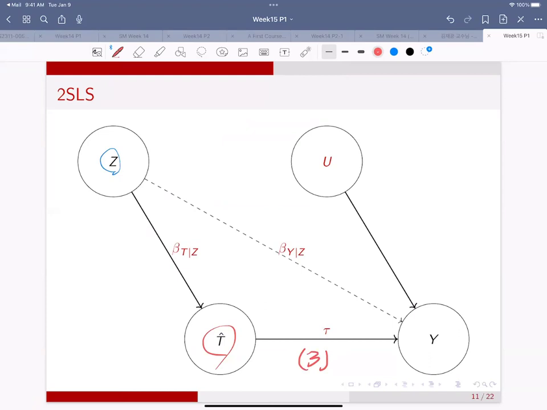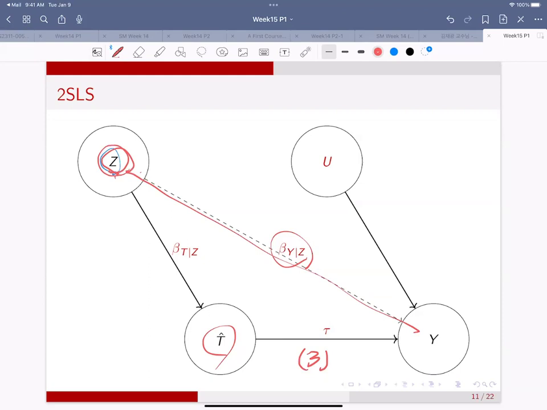Another interesting part is, what if you just do the regression of Y on Z directly? What would be the regression coefficient if you directly regress Y on Z? That is this guy. Right? So that means you should get the same answer whether you regress Y on Z, from Z to Y, that's one path. Another one is from Z to T hat, and then T hat to Y. So then that should be the same, right?